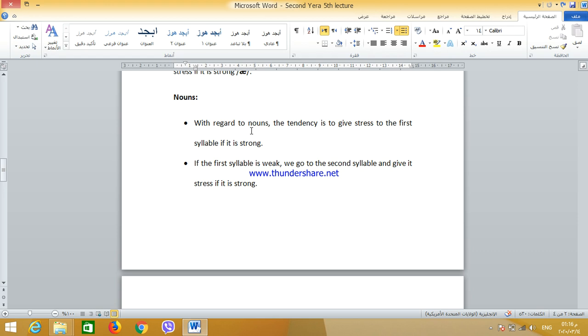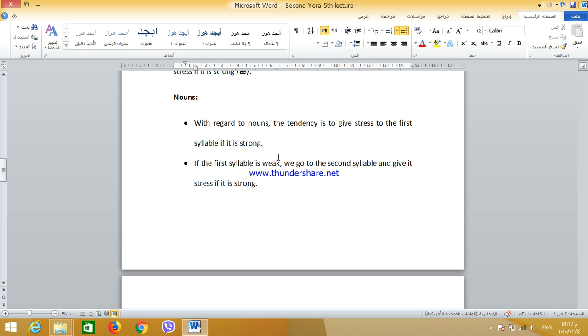If you remember, when we dealt with nouns with 2 syllables, we start counting syllables or considering them from left to right, not from right to left. So we first look at the first syllable and see if it is strong or not. So with regard to nouns, the tendency is to give stress to the first syllable if it is strong. This is the condition. If it is strong, okay, give it stress and move on.